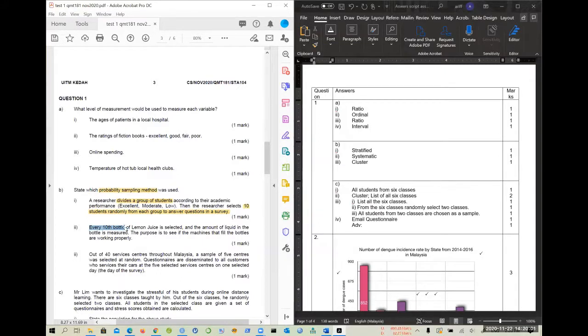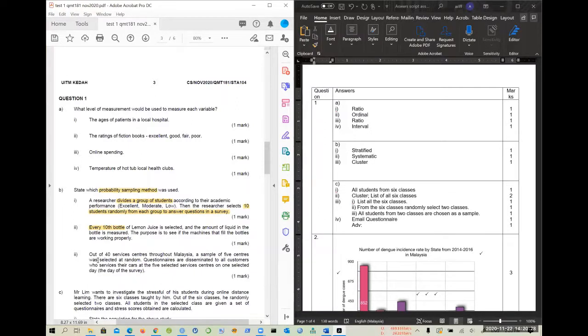So dia ada perkataan every 10. Okay, every 10 bottles. So this is basically nampak saja every 10, every 5 elements, every 12 elements or whatever. You ada perkataan every ni. So this reflects that you are using systematic sampling. Okay. So yang lain-lain tu just dia punya additional information saja.